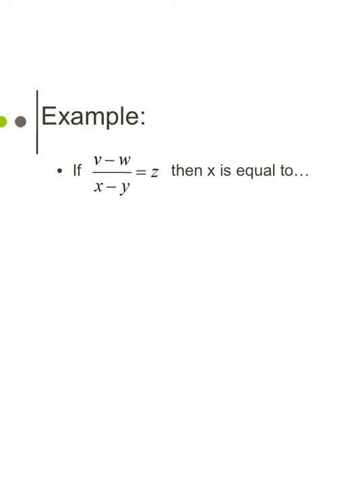Last one. It says if v minus w over x minus y equals z, then x is equal to, meaning I want x by itself. So if we go back to our unit on proportions, the first thing I would do is put this over 1. Since I have two terms here, I would lock them in parentheses. And if I cross multiply, 1 times this leaves me with v minus w. And if I go the other way, I have z times x minus y.